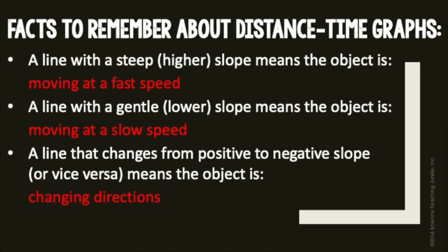Also, a line with a steep or higher slope means that the object is moving at a fast speed, and a line with a gentle or lower slope means the object is moving at a slow speed. A line that changes from positive to negative or vice versa means that the object is changing directions.